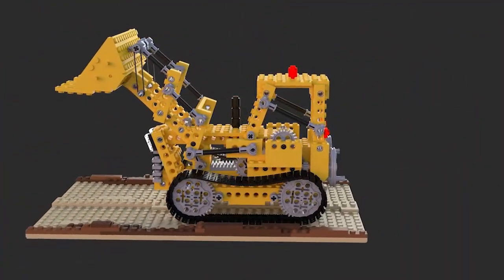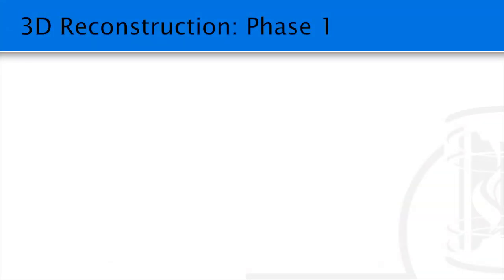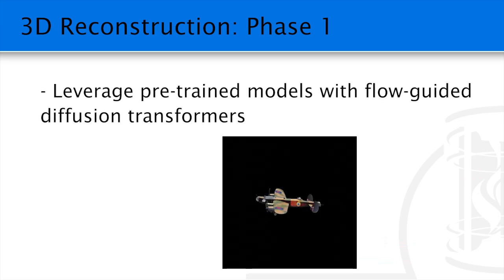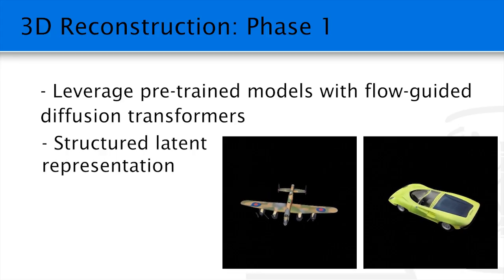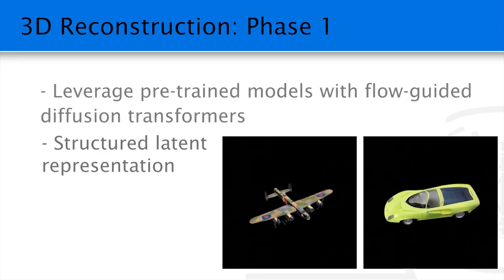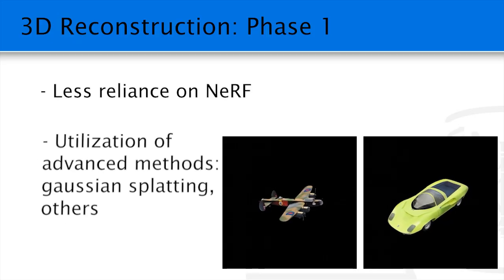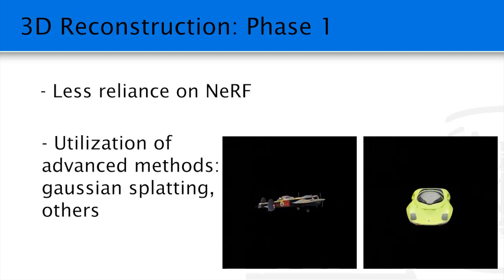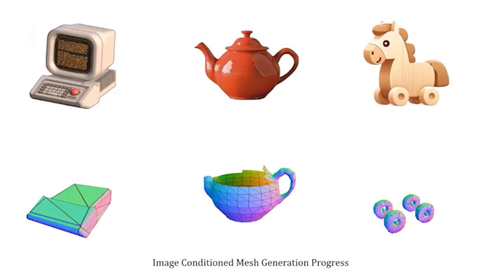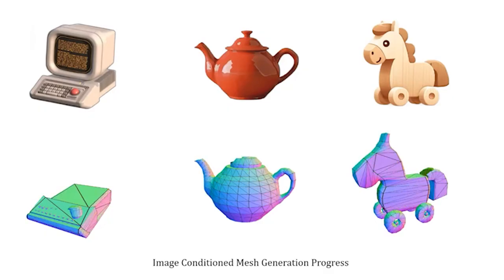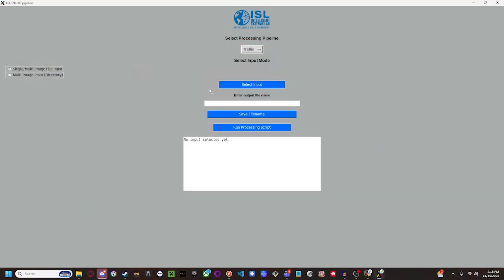Traditional pipelines often require optimization per scene and can be very slow. To circumvent this issue, we enhance this with pre-trained models that use flow-guided diffusion transformers and structured latent representations. These advanced models generalize across scenes, producing cleaner reconstructions faster and with fewer restarts. For example here, we have several objects of interest that are shown reconstructing rapidly from the data that was input.